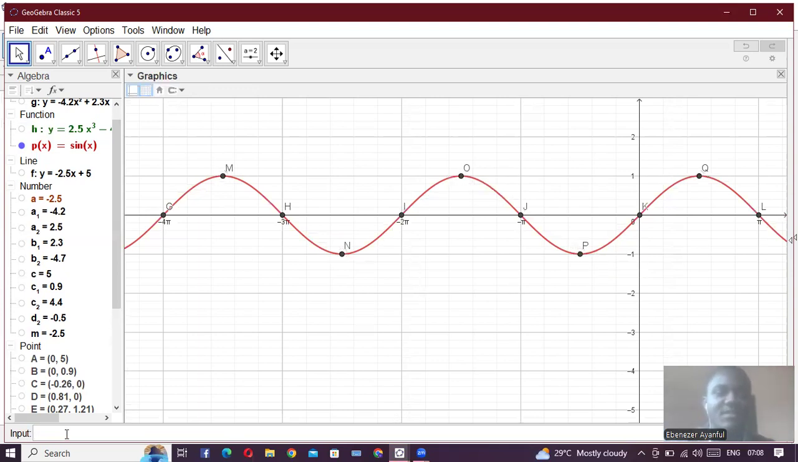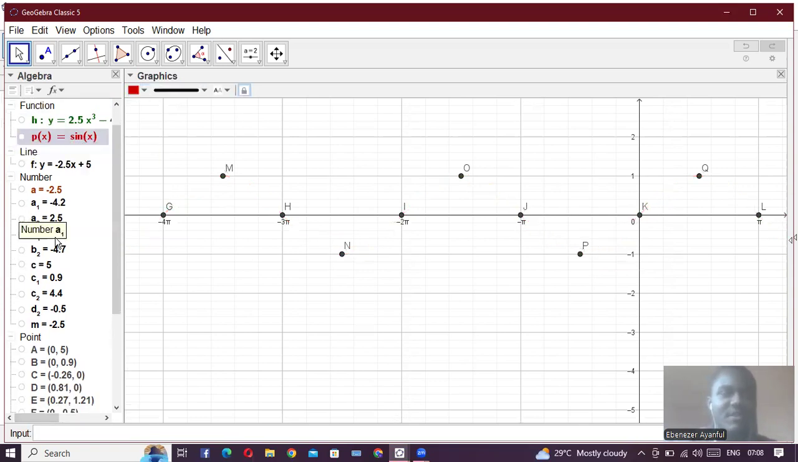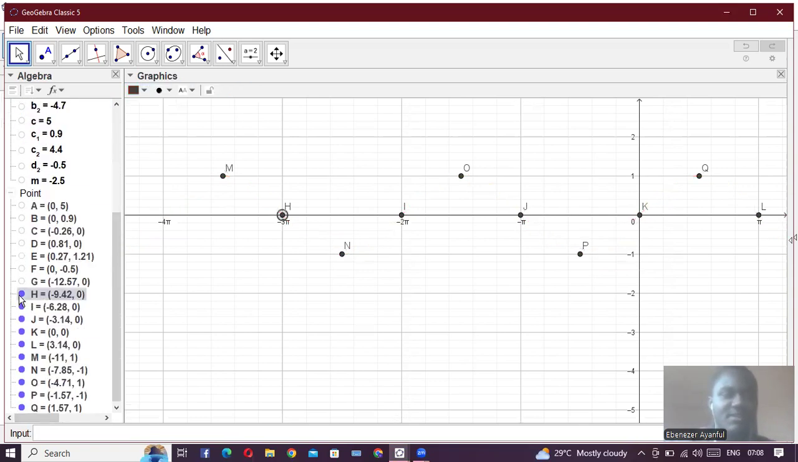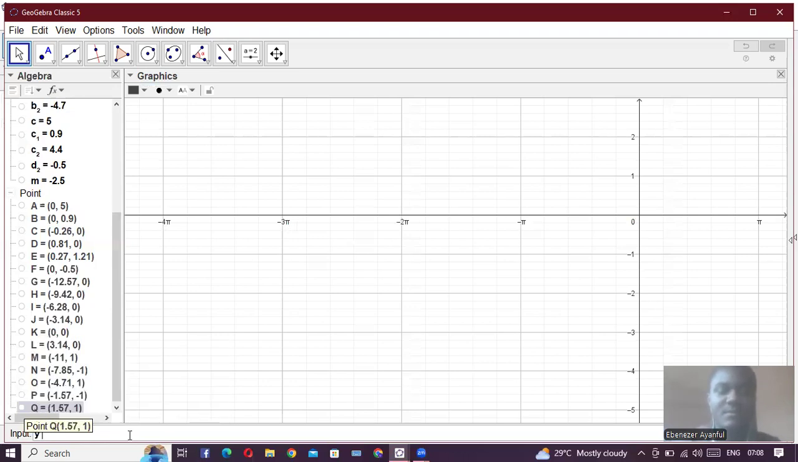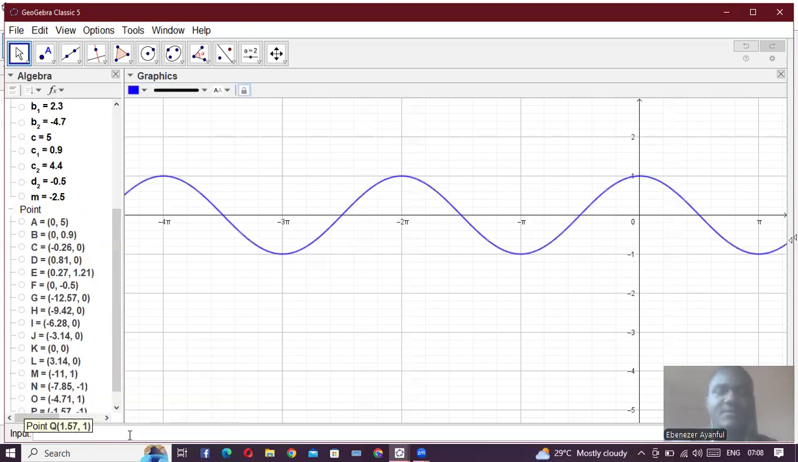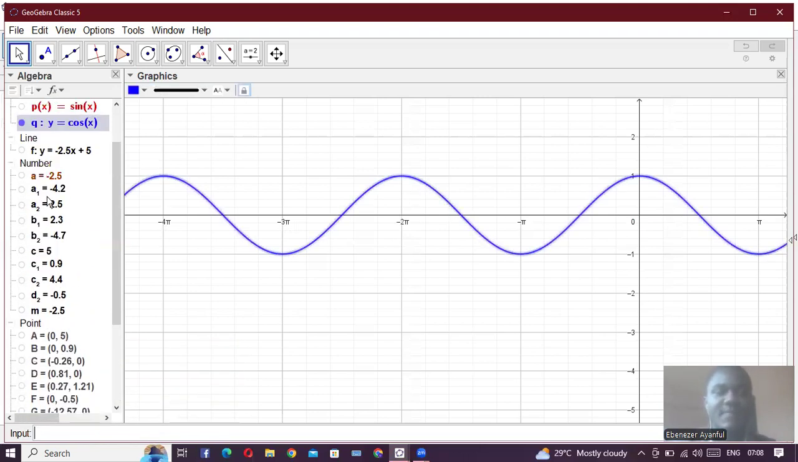Okay, so let's look at cos as well. Let's look at how the graph of cos looks. So let's uncheck these. Let's look at the graph of cos. All right, so y equals cos x. So this is the graph of cos x.